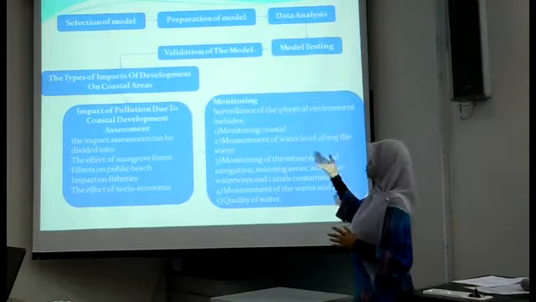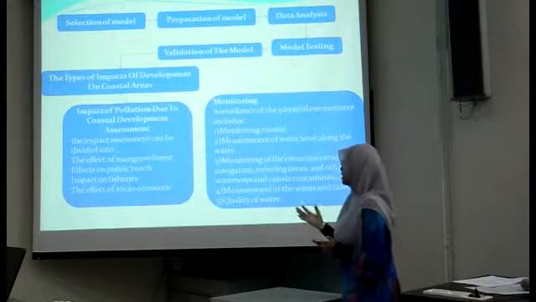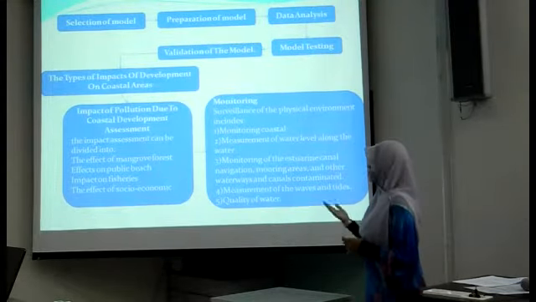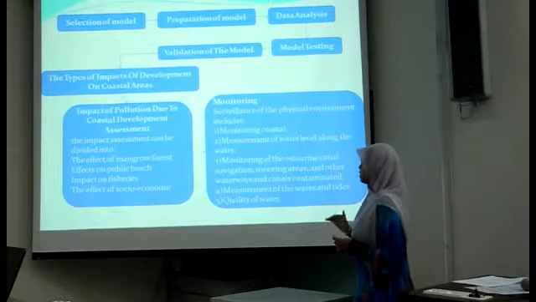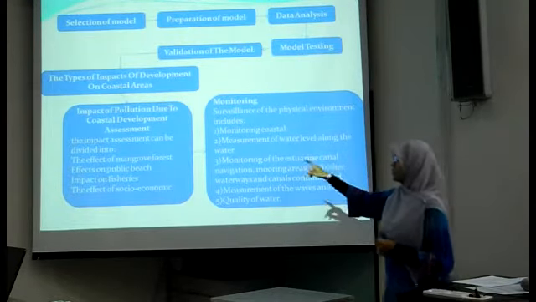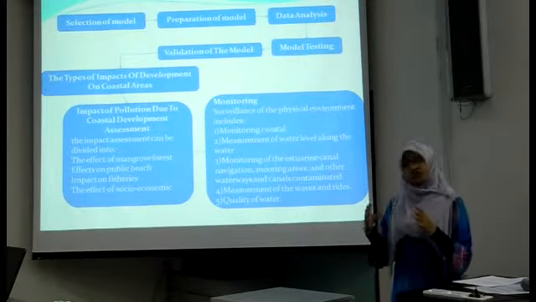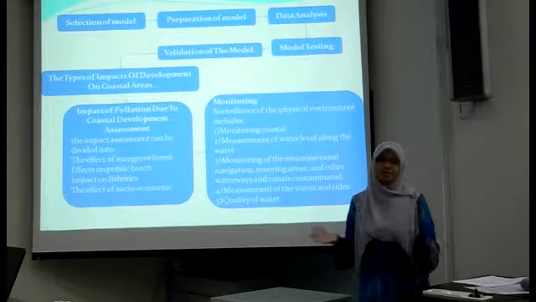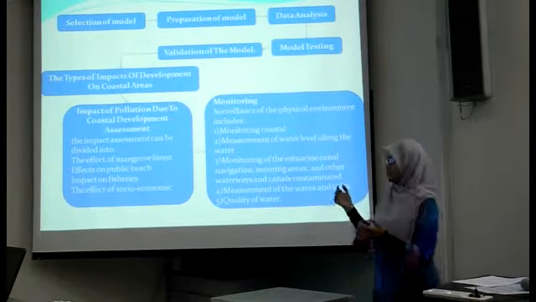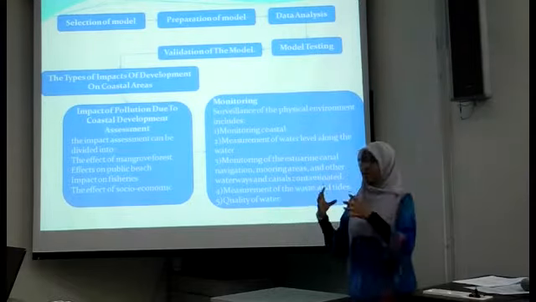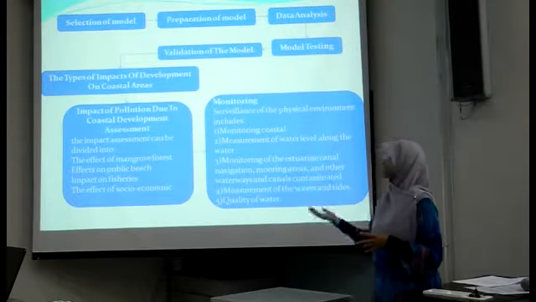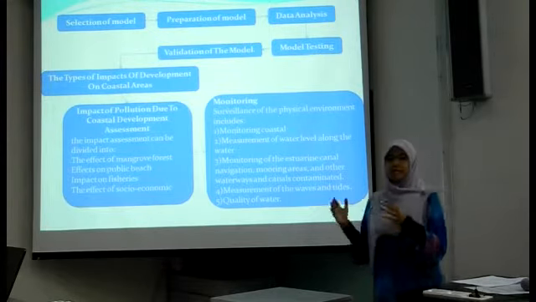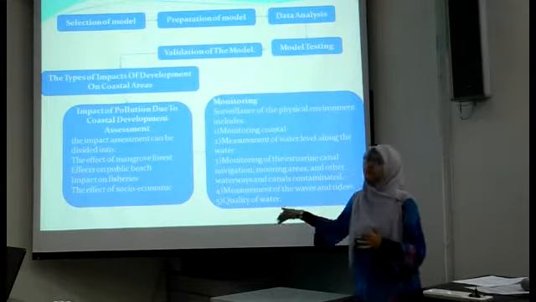Impact of pollution due to coastal development assessment can be divided into 4: effect on mangrove forest, effect on public beach, impact on fisheries, and impact on social economy. What this means is that when we finish our module, we are going to find not everything is as good as it seems. There may be an impact. So we're going to divide those impacts into 4 sections, starting with the effect on mangrove forest. What is going to happen to the mangrove forest? There is some land reclamation where they have to cut down the mangrove forest.